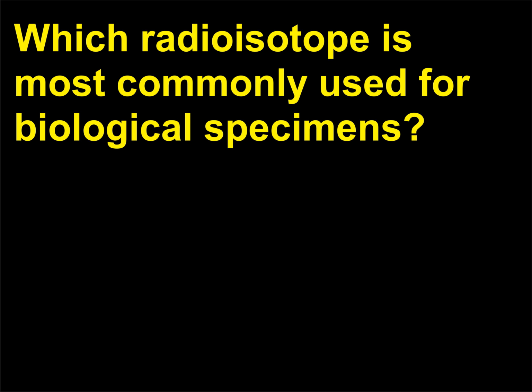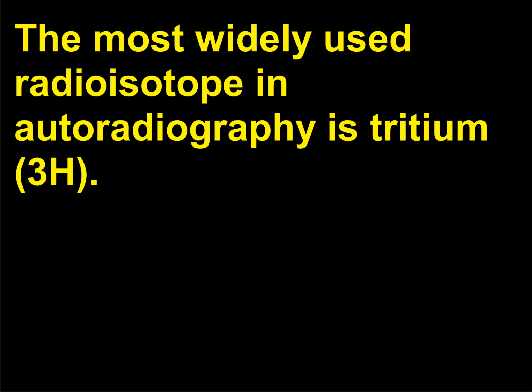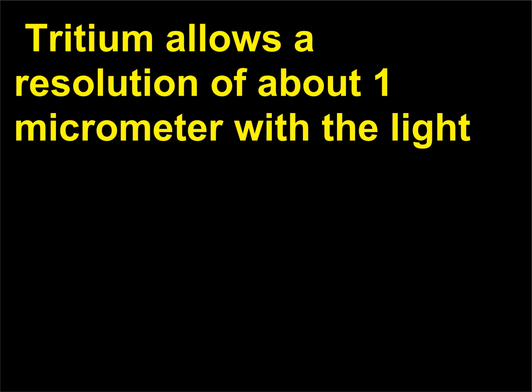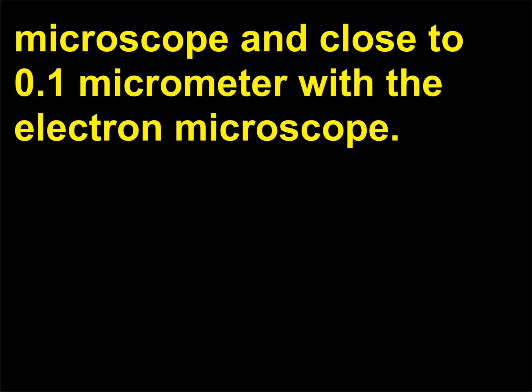Which radioisotope is most commonly used for biological specimens? The most widely used radioisotope in autoradiography is tritium, 3H. Tritium allows a resolution of about 1 micrometer with the light microscope and close to 0.1 micrometer with the electron microscope.